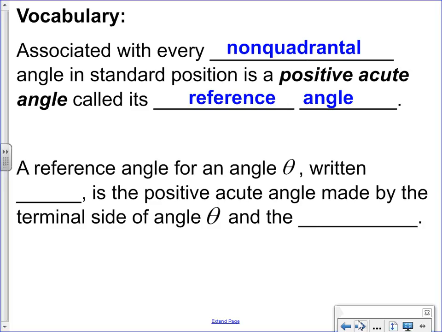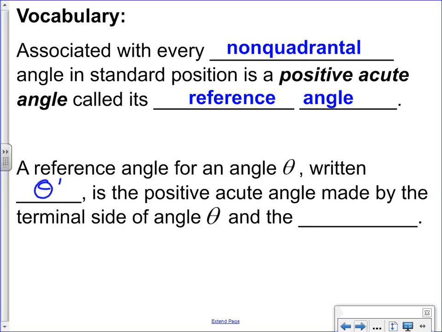Associated with every non-quadrantal angle in standard position is a positive acute angle called its reference angle. So a reference angle, we've been using theta as a regular angle. The reference angle will be theta prime. Repeat after me, theta prime. Not beta prime, theta prime, silly. So that theta prime will represent a reference angle.